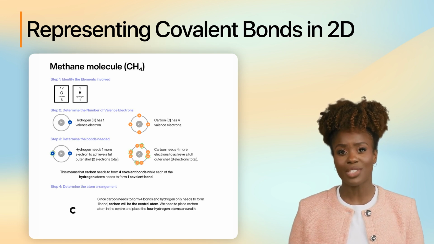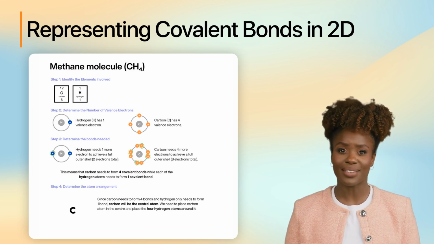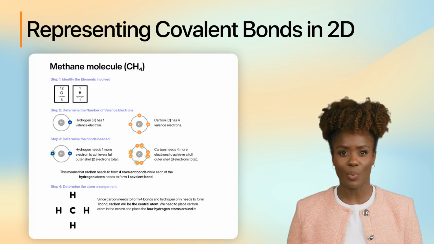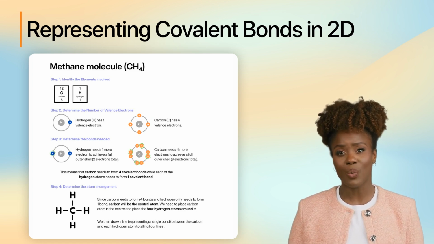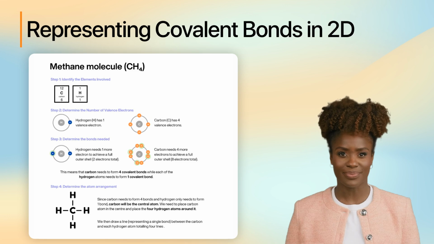Step 4. Determine the atom arrangement. Since carbon needs to form 4 bonds and hydrogen only needs to form 1 bond, carbon will be the central atom. We need to place the carbon atom in the center and place the 4 hydrogen atoms around it. We then draw a line, representing a single bond, between the carbon and each hydrogen atom, totaling 4 lines. This is our final stick diagram.